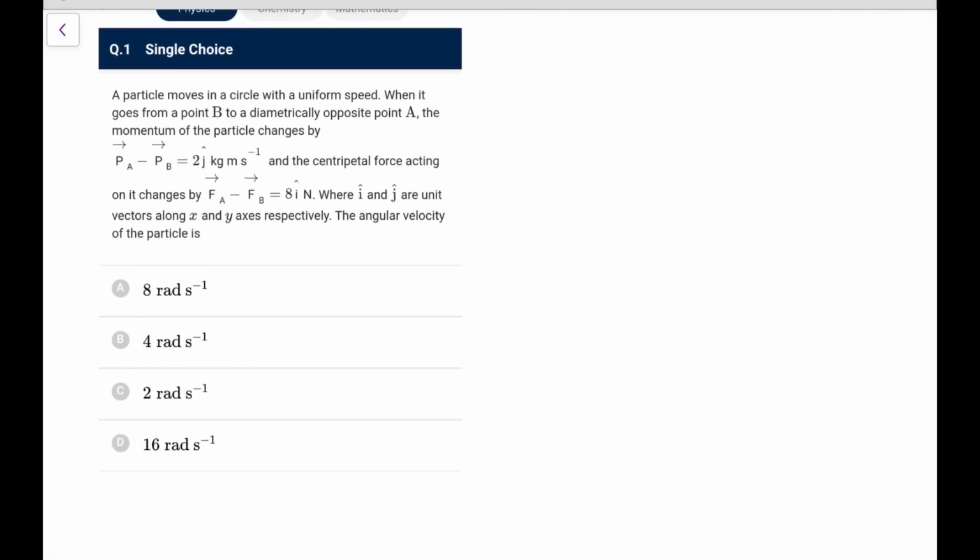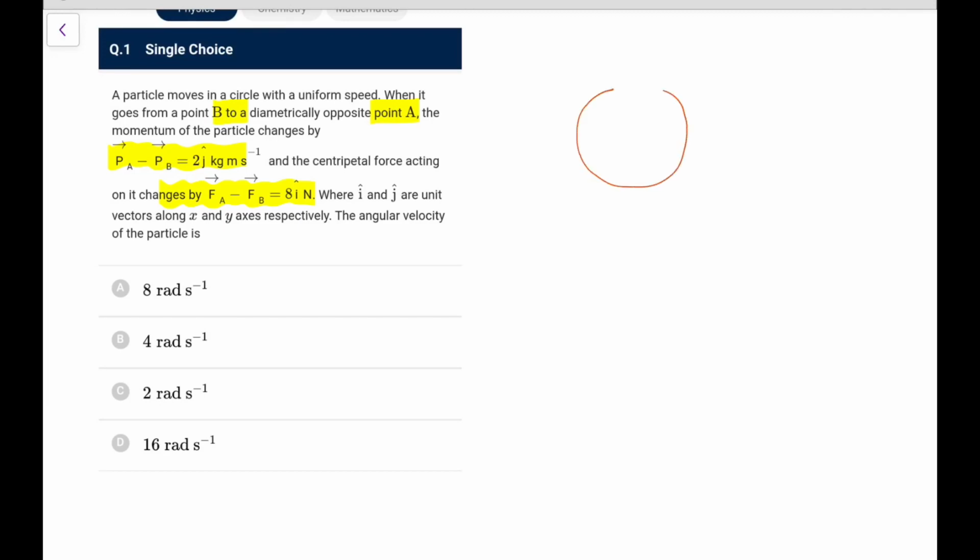A particle goes in a circle with a uniform speed, that means a uniform circular motion. As it goes from B to a diametrically opposite point A, momentum changes by 2 j cap and the centripetal force changes by 8 i cap. i and j are unit vectors along x and y axis. The angular velocity of the particle is.